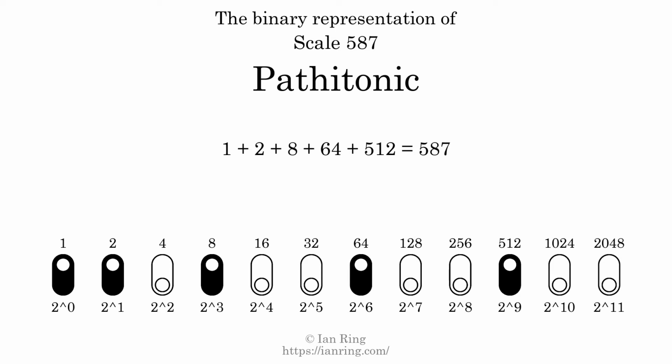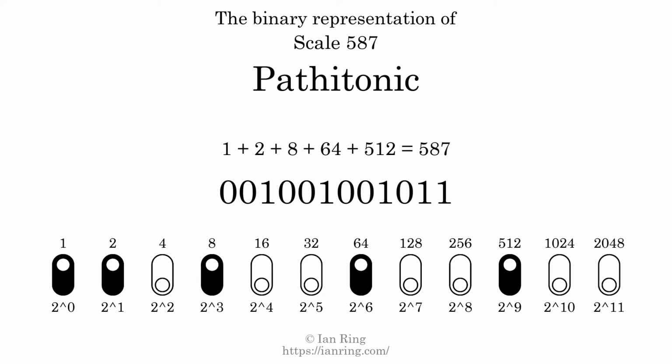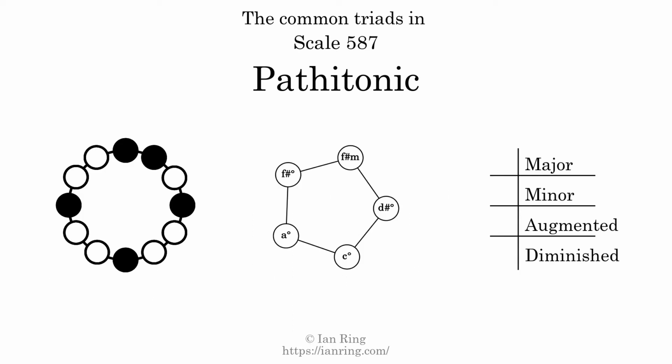The scale number not only enumerates the scale with a unique index, but it also literally describes the tonal content of the scale. Represented as a binary number in base 2, the scale number is 001001001011. Here are the common triads present in this scale.